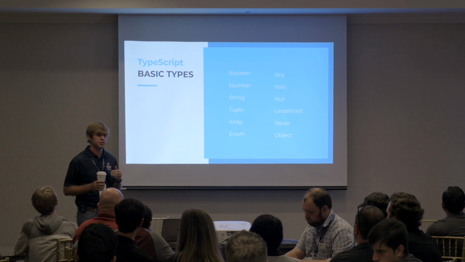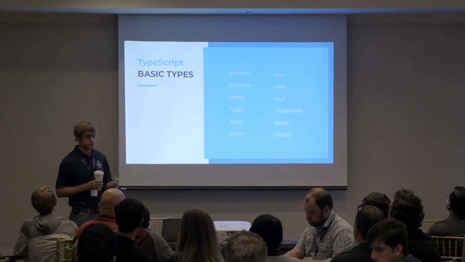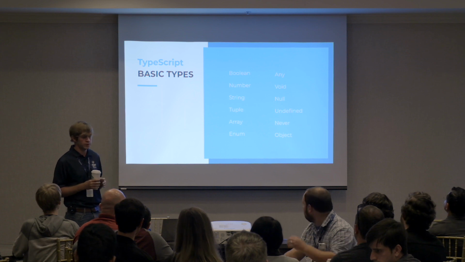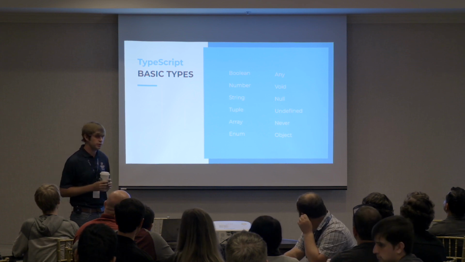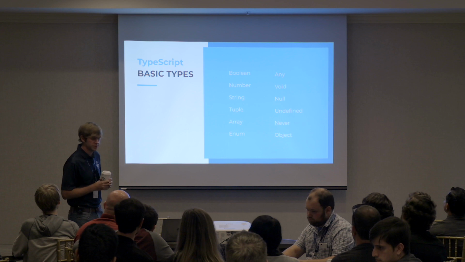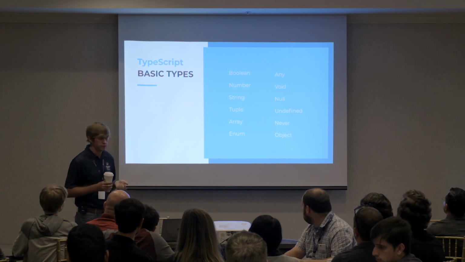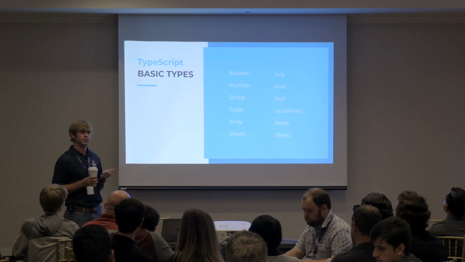So here's a list of the TypeScript basic types. As you can see, some of these are probably familiar to you, seem very similar to primitives in other languages. I want to call attention to a few of them that may raise your eyebrow if you've never seen this before. So we've got, of course, the Boolean, number, string, tuple, array, union. Any type might seem a little strange.